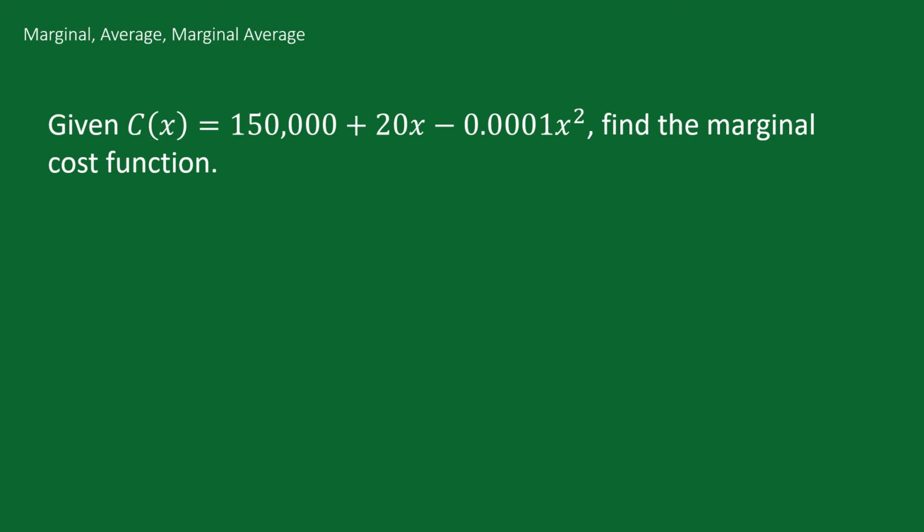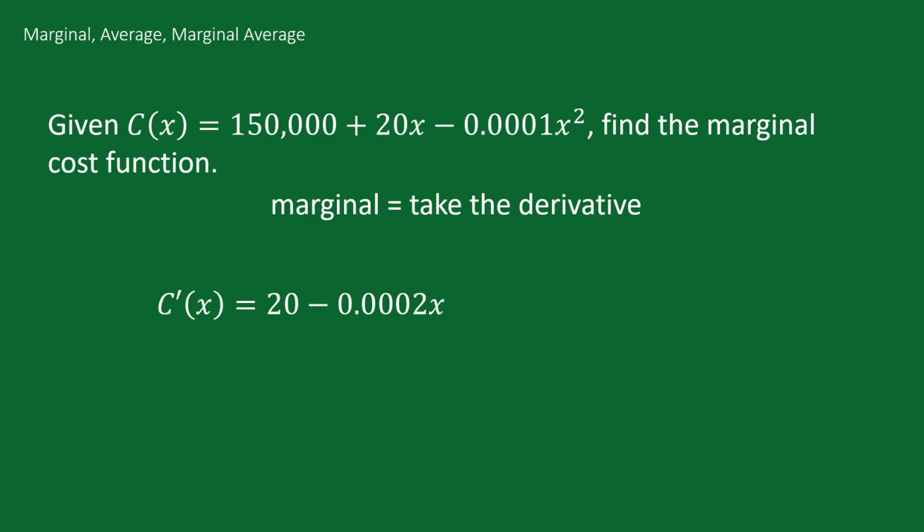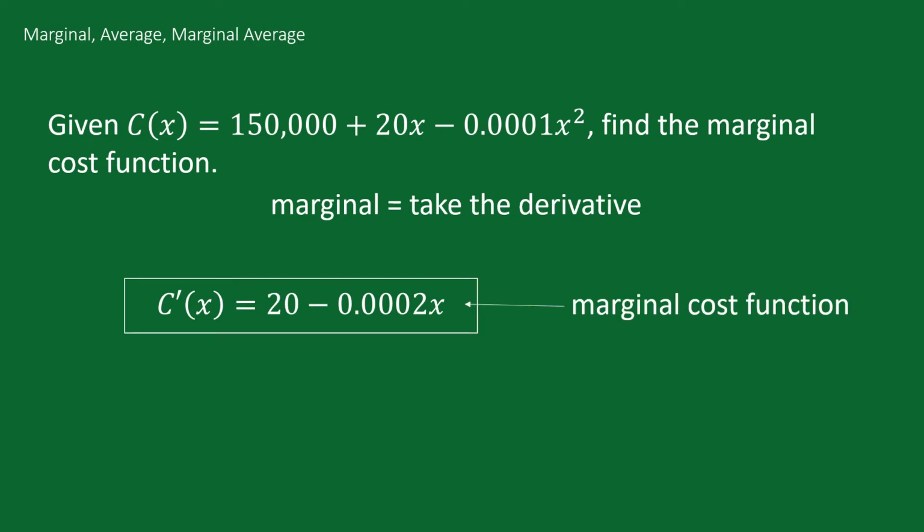Luckily, if you're familiar with how to find a derivative, finding the marginal cost function is a similar process. If you want to find the marginal function, you just take the derivative of that function. If you're not very familiar with how to take derivatives, I would recommend checking out our video over derivative rules. But the derivative of this particular function is 20 minus 0.0002x, and that is our marginal cost function.